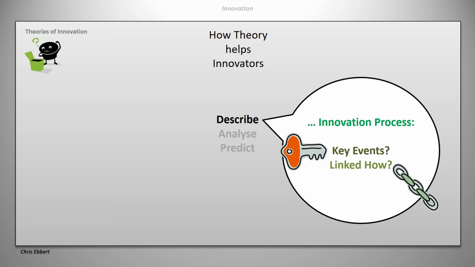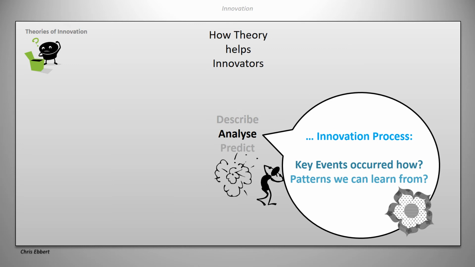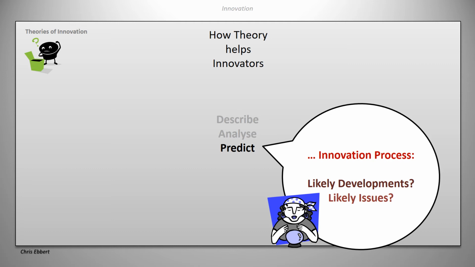So to give you a bit of terminology here, what we are describing is basically the innovation process, key events in the innovation process, and how they are linked. That is what you would describe. When you're analyzing the key events that occurred during the innovation process, perhaps there are even patterns we can learn from that occurred. And in the innovation outcome in the future, there may be likely developments that will occur. There may be issues popping up. And again, we are using the theory to describe these in a professional way.